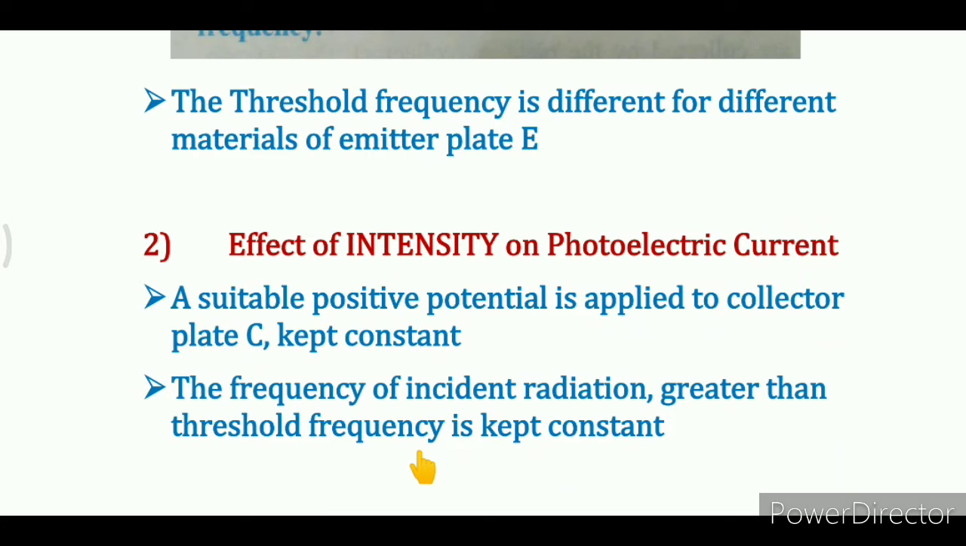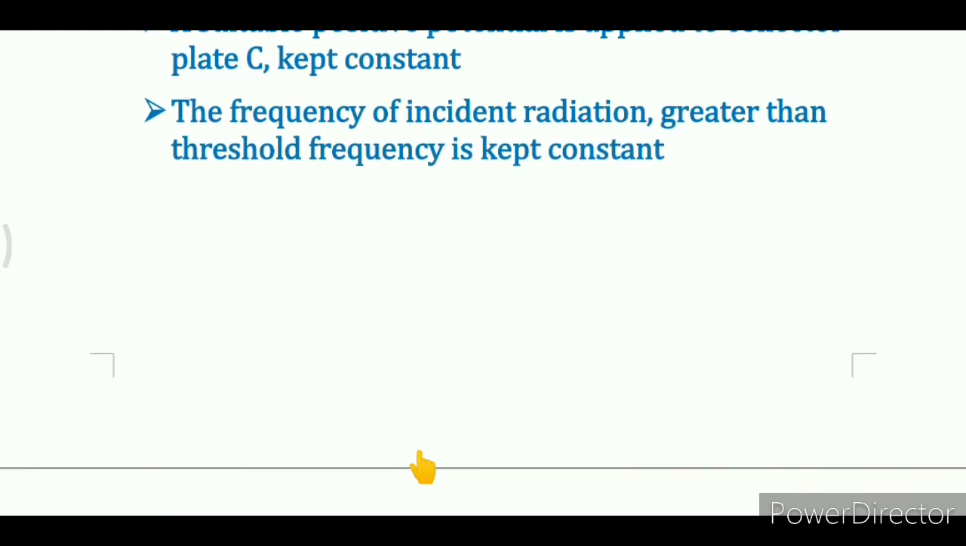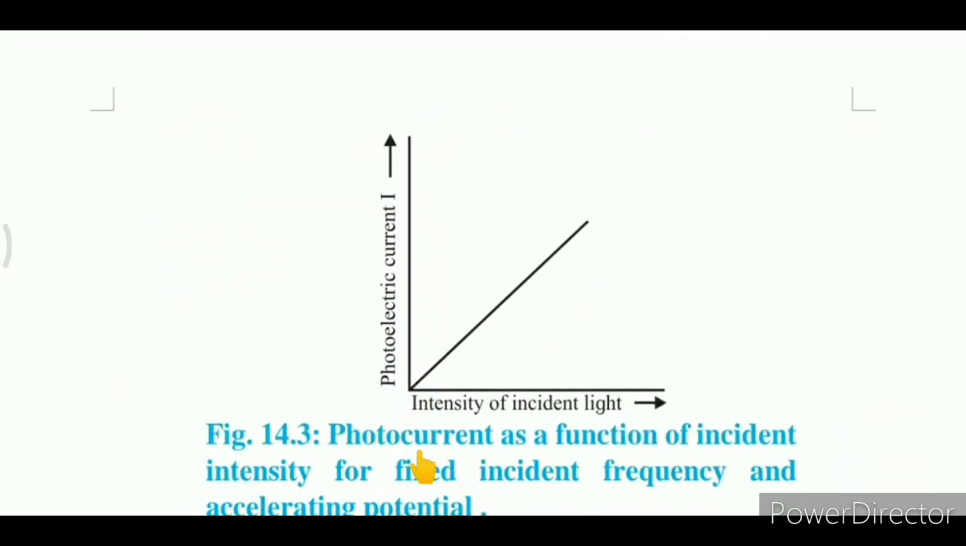Gradually we increase the intensity of incident radiation from its minimum value, and it is observed that when there is no intensity, the photoelectric current is 0. Obviously, when no light is incident on the material, electrons are not emitted. After that it is observed that as the intensity increases linearly, the photoelectric current also increases linearly.